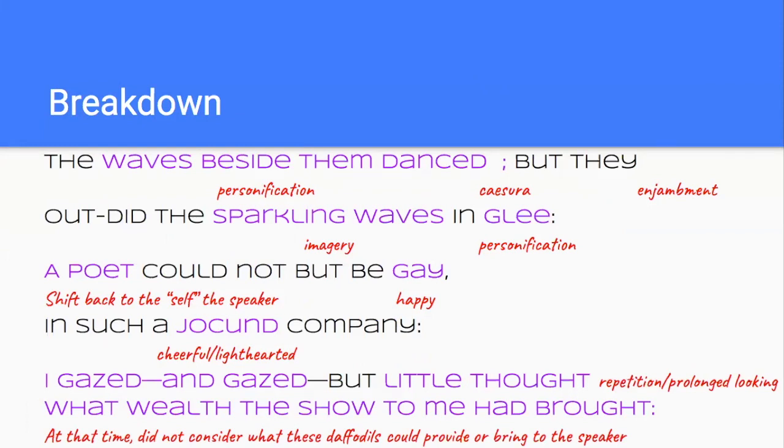Personification in saying that the waves danced, right? And we see a little caesura there. Couldn't help but look at that, make you pause, kind of see what's going on. And then there's a shift. They outdid them. Those daffodils outdid those sparkling waves in glee.